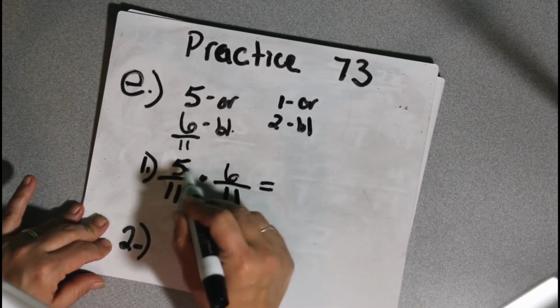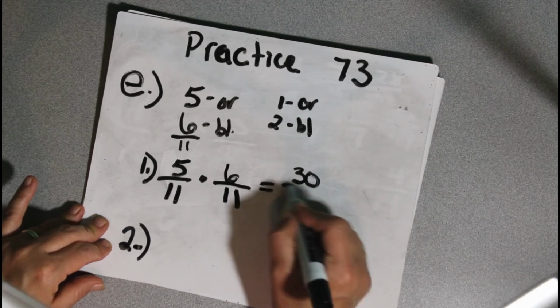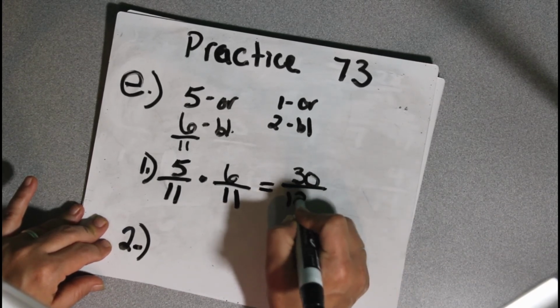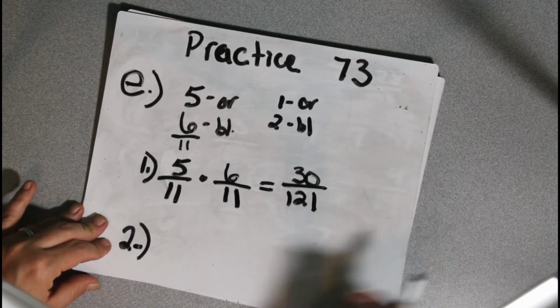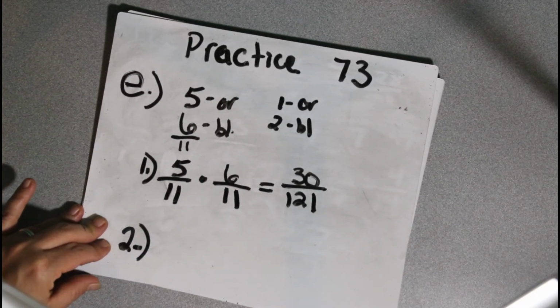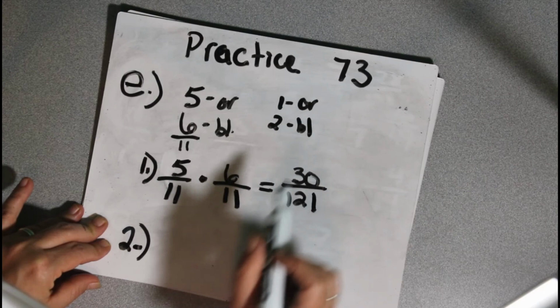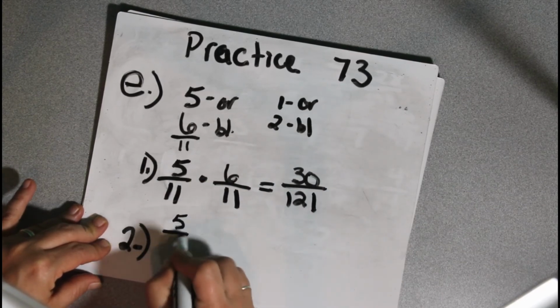Now we just multiply. 5 times 6 is 30. 11 times 11 is 121. So 30 out of 121. Now we're going to do it without replacement. All right, so the first one being orange is going to be the same, 5 out of 11.